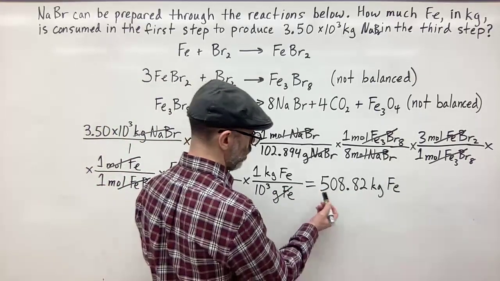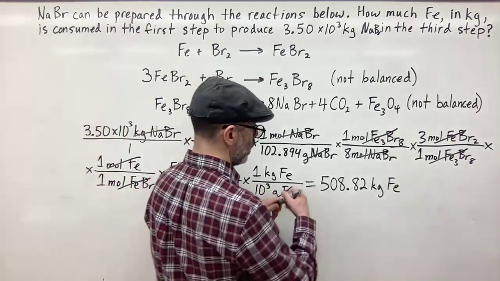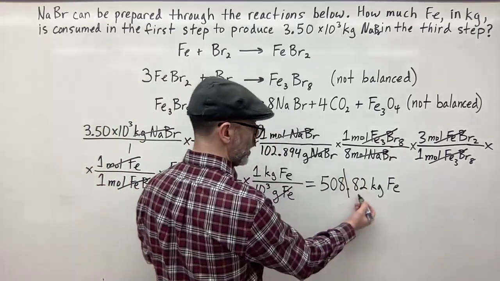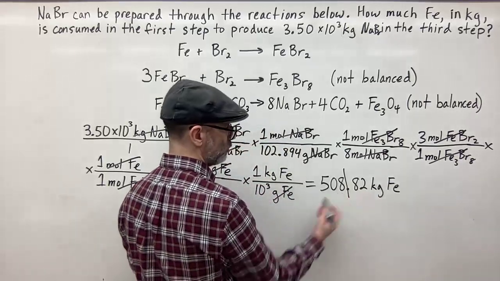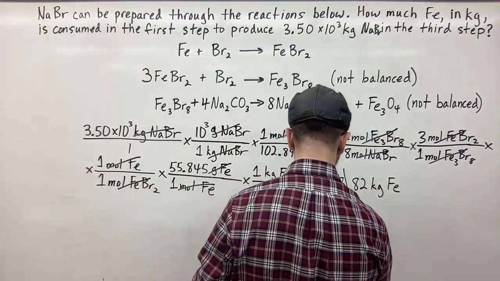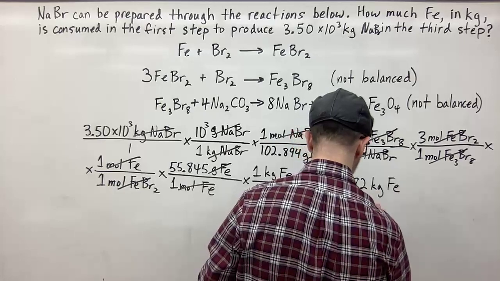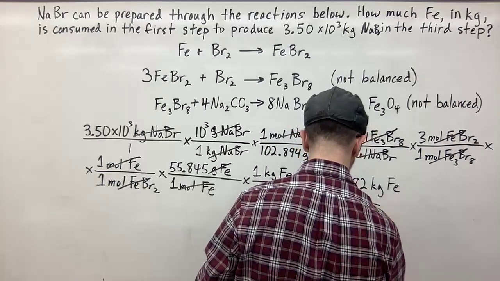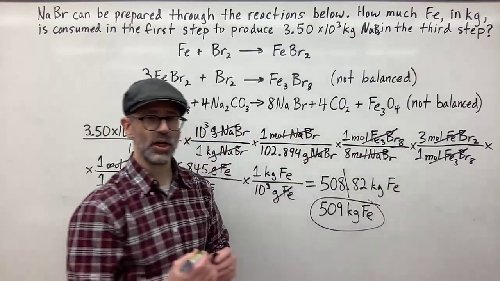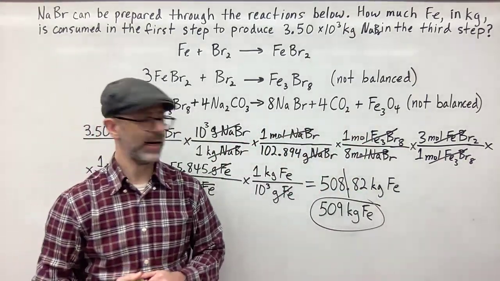So that means we count 1, 2, 3. We cut it off there. Here we have an 8, which means that we have to round this to a 9. 509 kilograms of Fe. And that, ladies and gentlemen, is your answer.